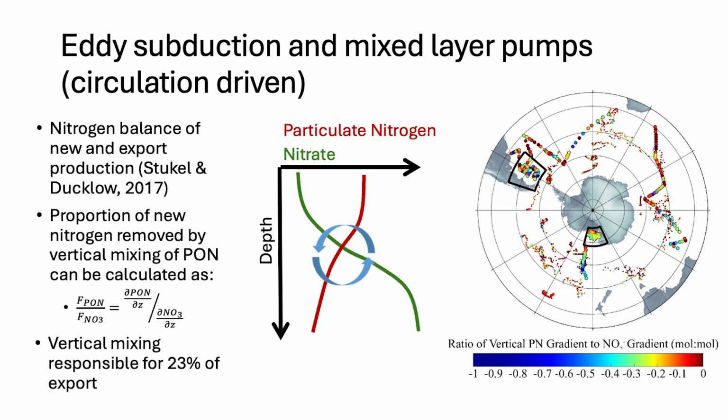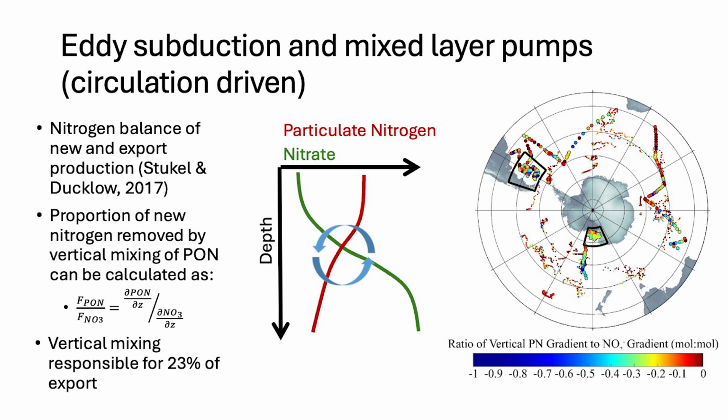Another way you can use the biogeochemical Argo floats is by basically using the fact that we know there's a nitrogen mass balance. The amount of nitrogen that comes up must balance the amount of nitrogen that's exported downwards. So if you look at the vertical gradients of particulate nitrogen and the vertical gradients of nitrate, the ratio of those two, if you assume that the water column is just being mixed in one dimension, gives you the proportion of total export that's due to this subduction event. But of course, there's a lot of issues because the water column is not just being mixed straight up and down. A lot of assumptions go into this as well.